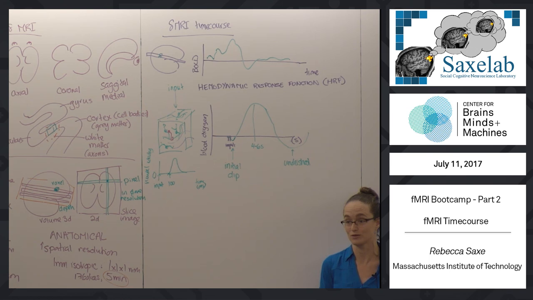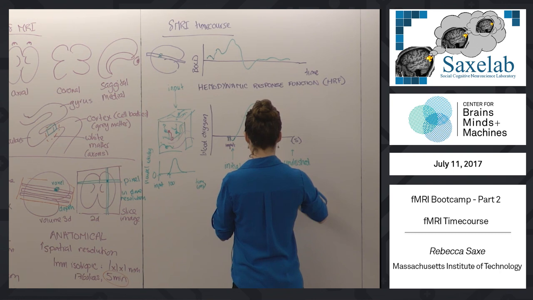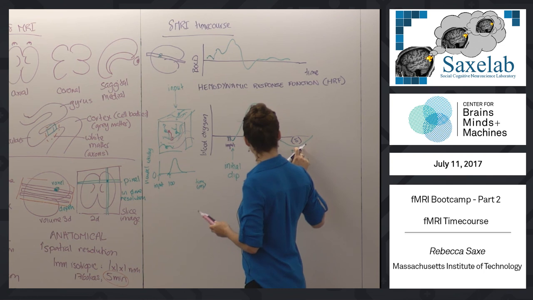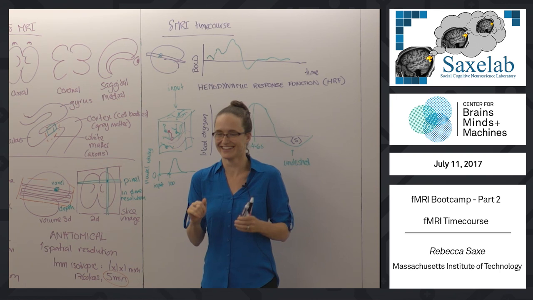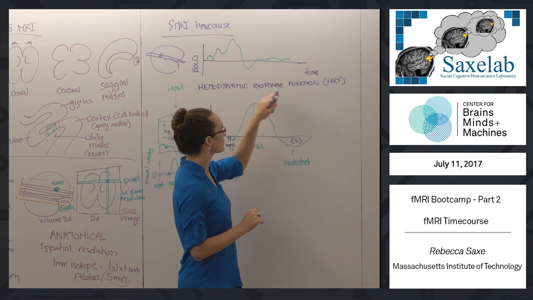How big is that? What is the scale? Oh, yeah, the undershoot is smaller than the peak. It's small and long. Modeling the undershoot correctly is a niche issue. So I will talk about the hemodynamic response function variability for a second in response to that.